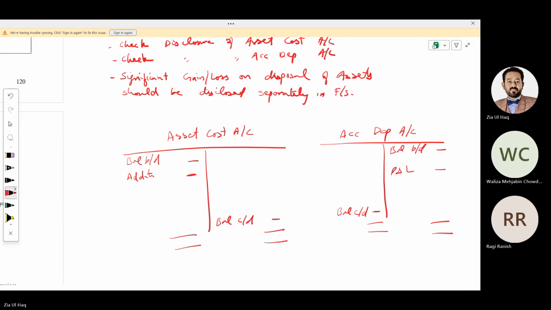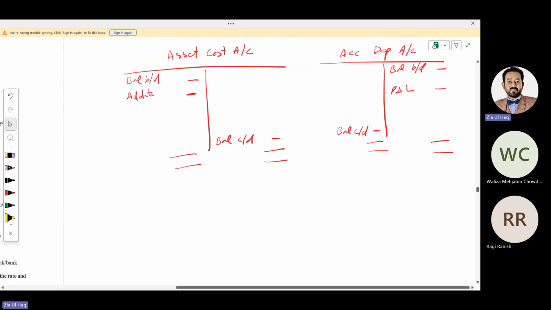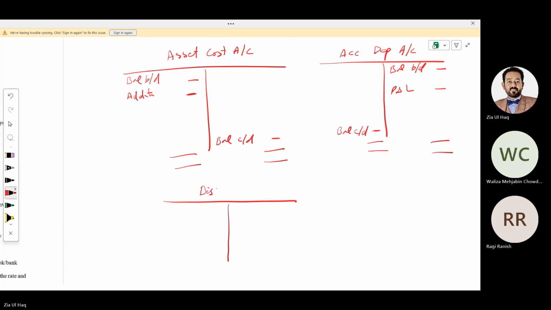Is that fine? If the company sells any asset during the year, we need to open a disposal account. We have studied this in financial accounting. If we are selling any asset, we need to record the accounting entry: disposal debit, asset credit. This means the asset will be charged to disposal.